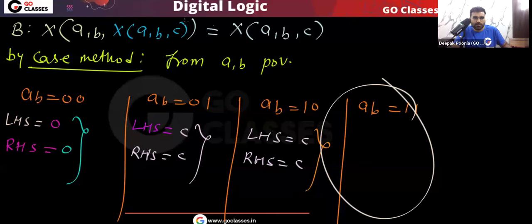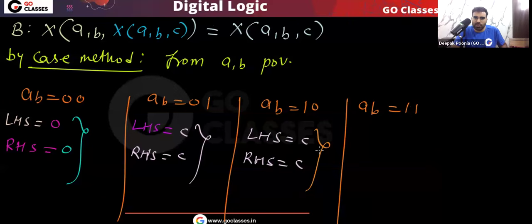Now I have to check this fourth case also. AB equal to 1 1. Tell me, if AB equal to 1 1, now this LHS value does not depend on the third component. Third component can be anything. This LHS will become 1. Here also you can see when AB equal to 1 1, then this RHS does not depend on C. The RHS will be 1. Okay, so I can say that LHS also will be 1, RHS also will be 1.